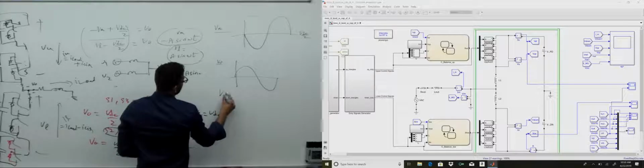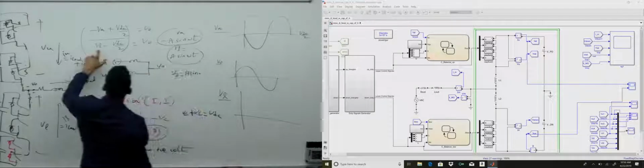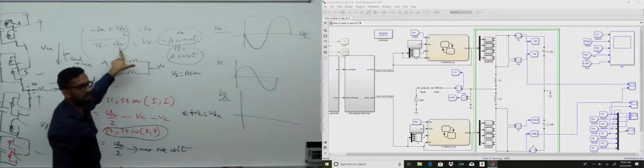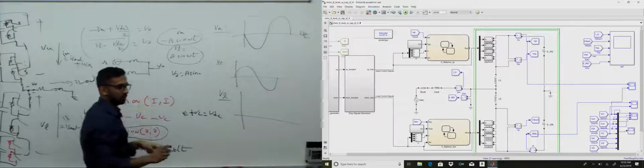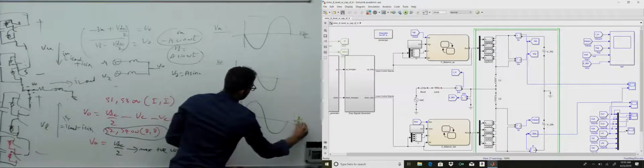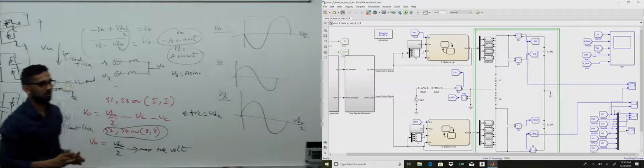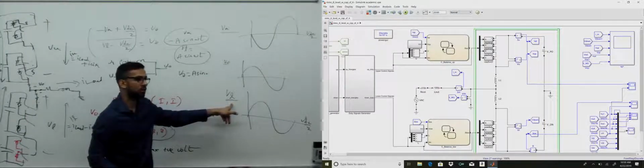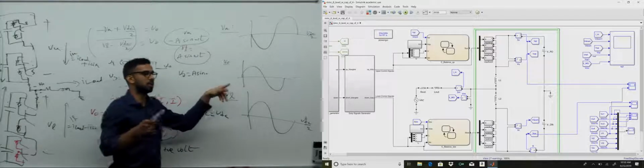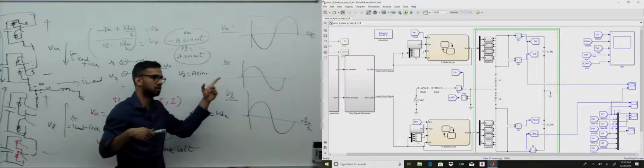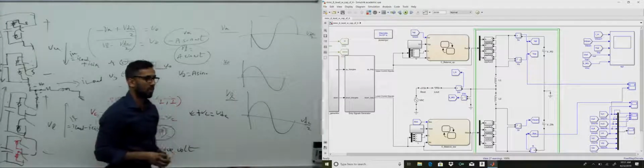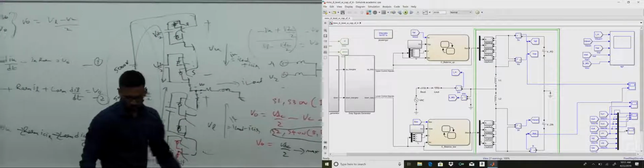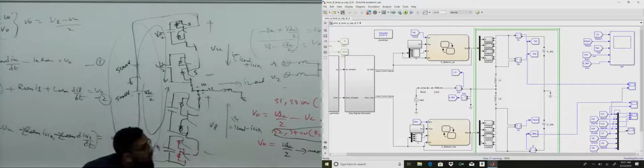Similarly, what do you think VL will look like? VL will again have a DC of VDC over 2 because we need to cancel that out, and then it will be a sine wave. So it will be like that. Okay. So when we do PWM, what will we do? We will give a positive sinusoidal reference to lower arm submodules, a negative of that sinusoidal reference to upper submodules, and create the output voltage. Okay, that's it.